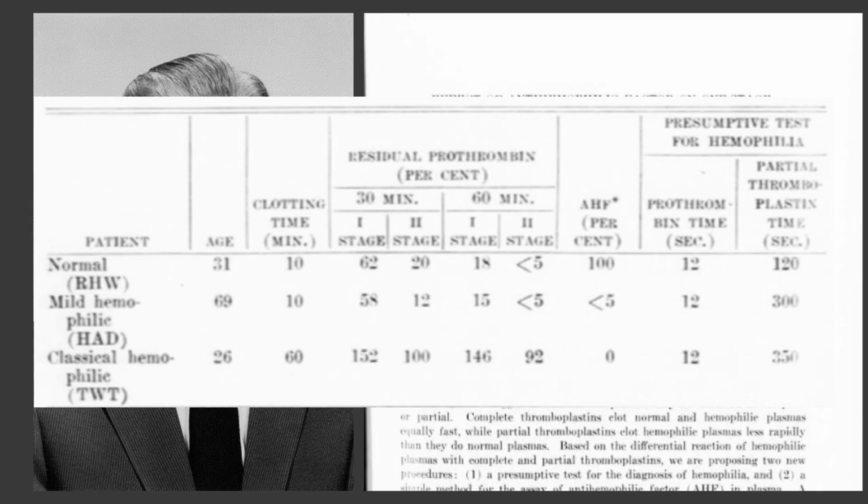Almost 100 years later, these tests have barely changed, which is a fairly unique thing in the lab. Today, we think of the PT as being used to screen for deficiencies in factor 7 and to monitor patients on warfarin. The PTT is still used to screen for hemophilia and is used to monitor patients on heparin.